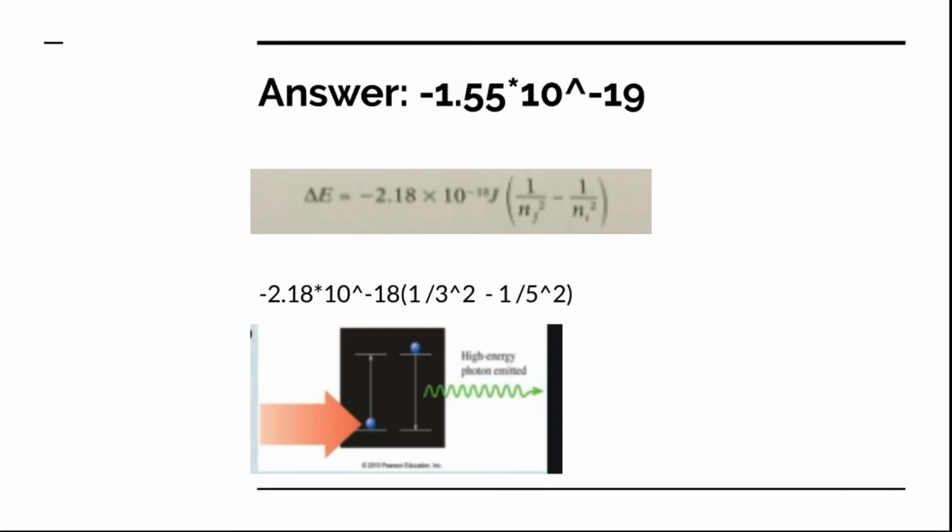We put negative 2.18 times 10 to the negative 18th, also known as the Rydberg constant, times (1 over 3 squared, which was our final energy level, minus 1 over 5 squared, which was our initial energy level). And notice I have a nice diagram here at the bottom. This green arrow, when the blue ball goes from the top to the bottom, shows you're emitting something, and that is a high energy photon being emitted. Kind of what I said about the staircase. When you're going down the stairs, you're emitting something with each step down.